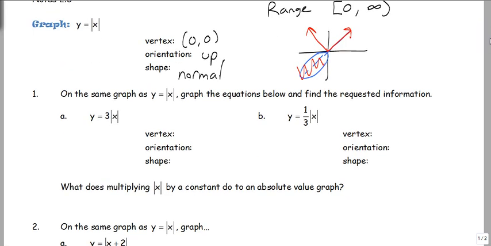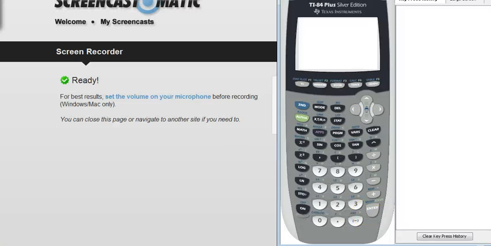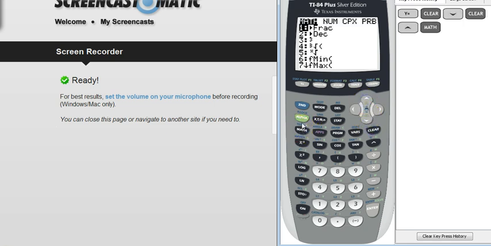So on the same graph as y equals absolute value of x, graph the equations below and find the requested information. Okay, so if you do this in your calculator, let's look at the calculator real quickly. Alright, so that's not it. There it is. So we can put in y equals, and to get to absolute value you go to math, over to number, and there it is, ABS. So there's the absolute value of x.